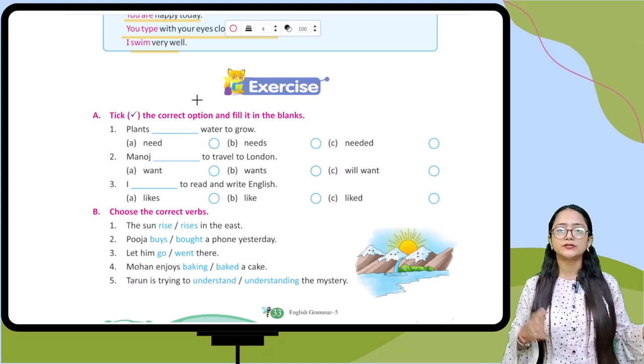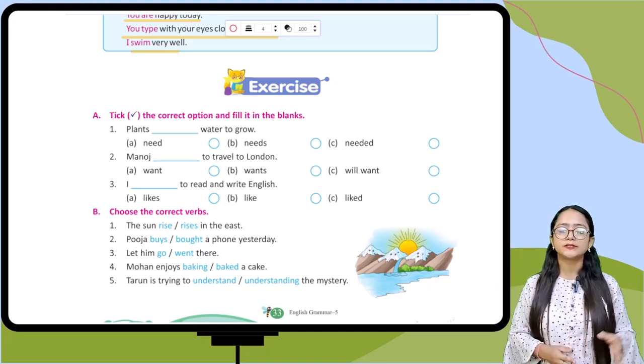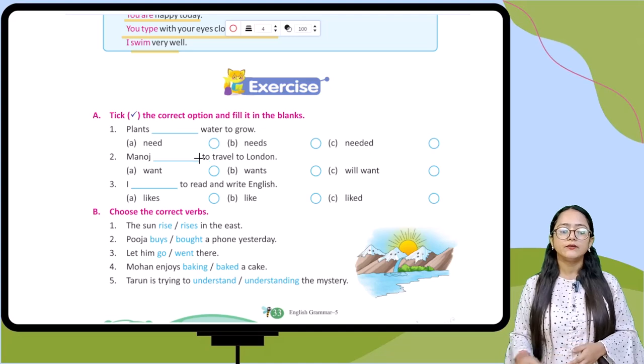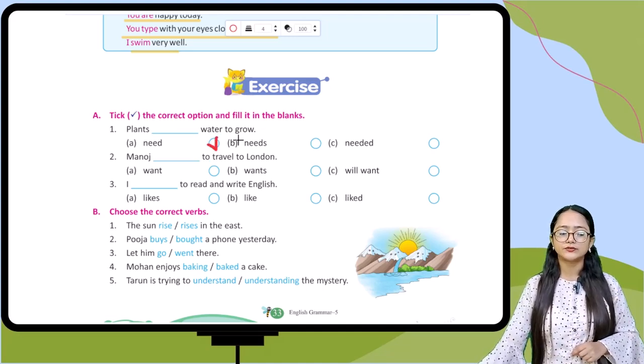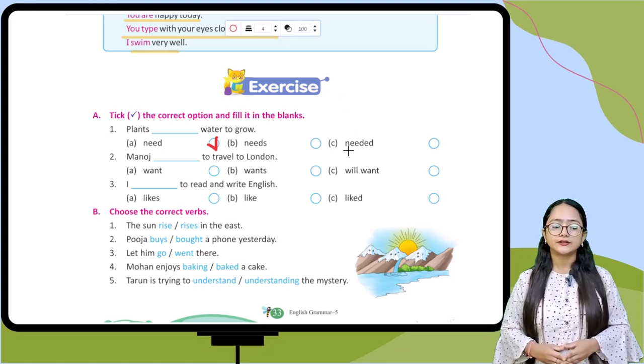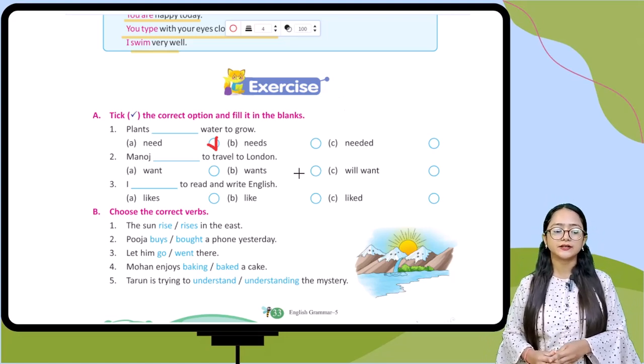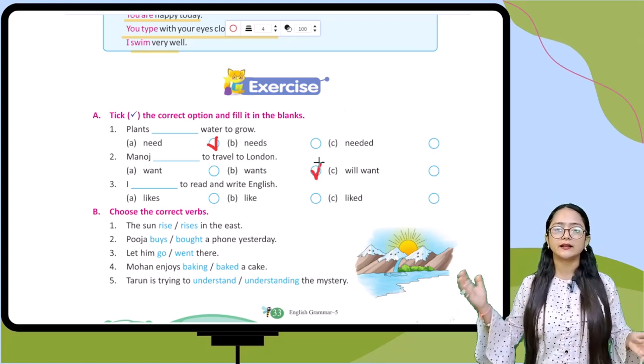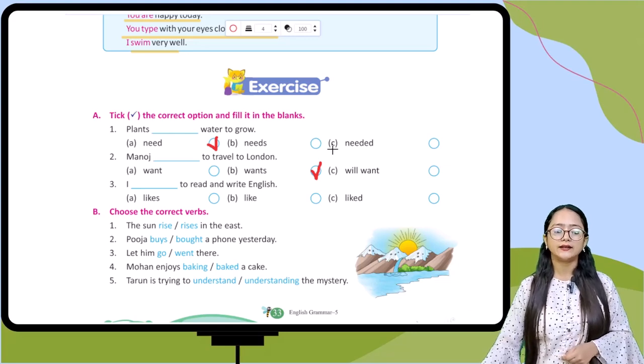Next one, Manoj dash to travel to London. Options are want, wants, will want. Manoj is a singular one, so you have to use a singular verb, that is wants. Manoj wants to travel to London. Next one, I dash to read and write in English. Options are like, likes, liked. I like to read and write English. So you have to take like.